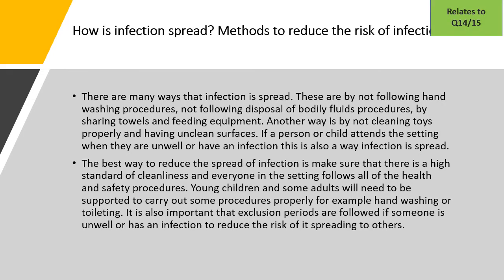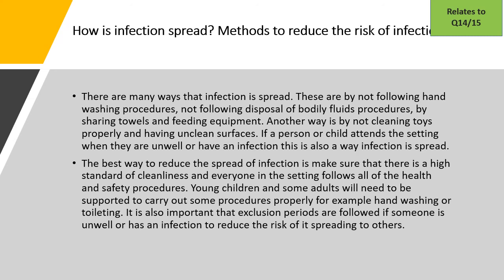So this slide now relates to question number 14 and question number 15, and it gives you some idea on how infection is spread and also some of the methods to reduce the risk of infection. So there are many ways that infection is spread. These are by not following hand washing procedures, not following disposal of bodily fluid procedures, by sharing towels and sharing feeding equipment. Another way is not cleaning the toys properly and having unclean surfaces. If a person or a child attends a setting when they're unwell, or if they have an infection, that's another way of spreading infection amongst each other.